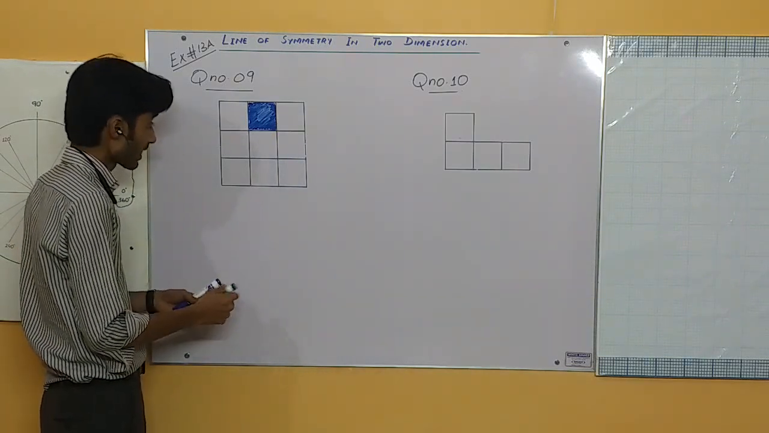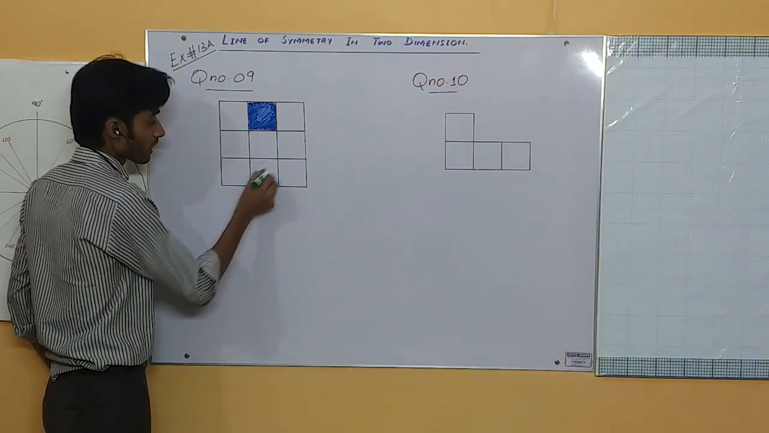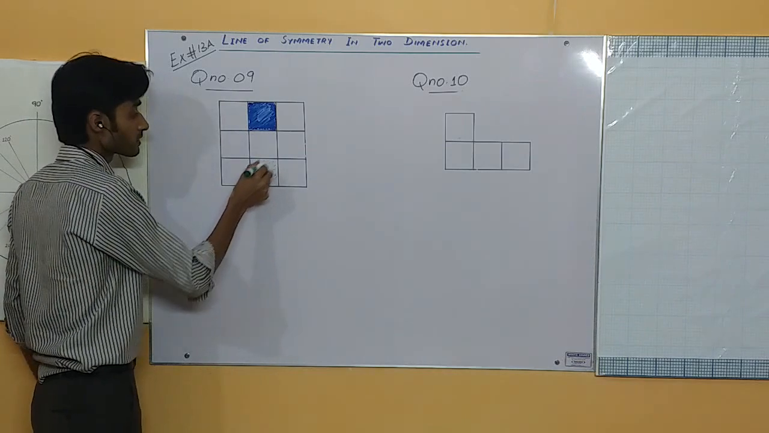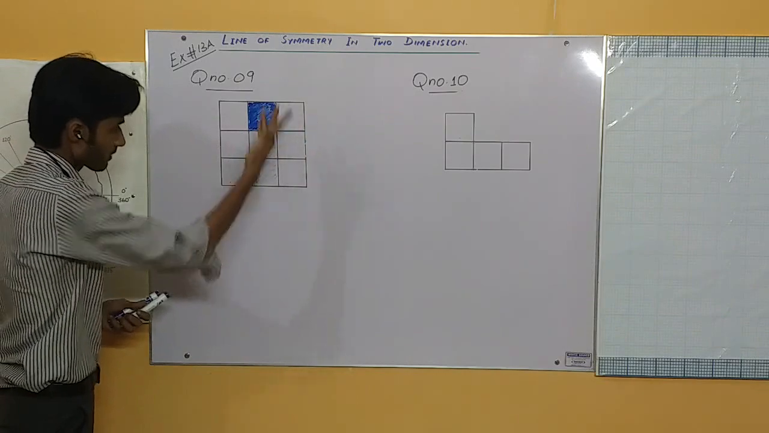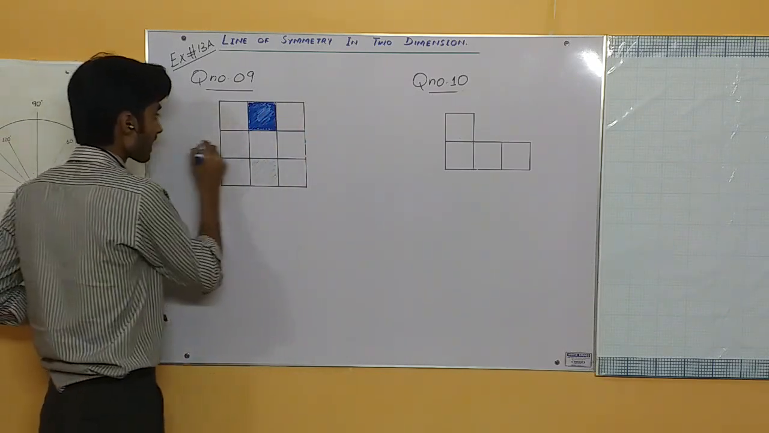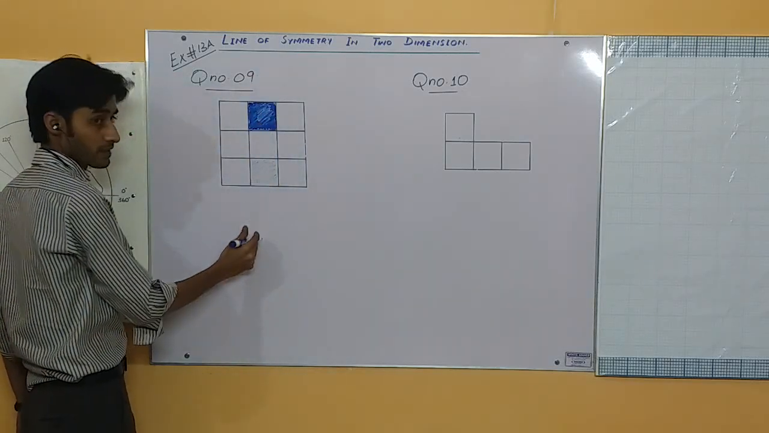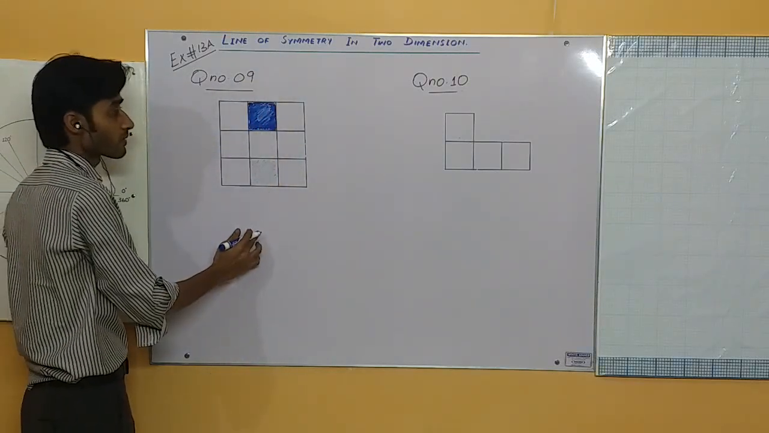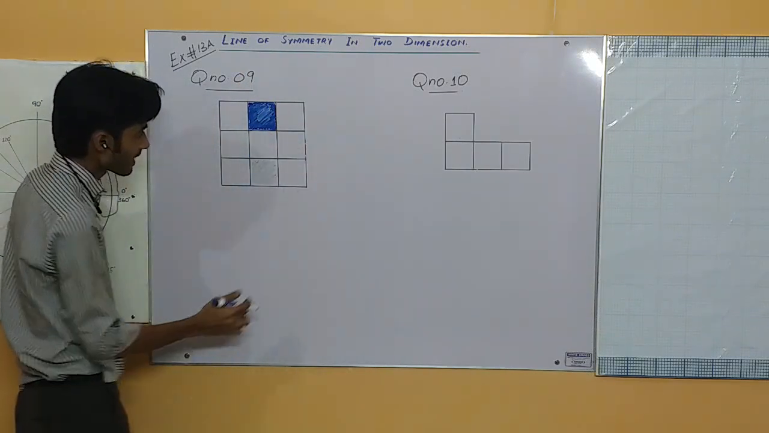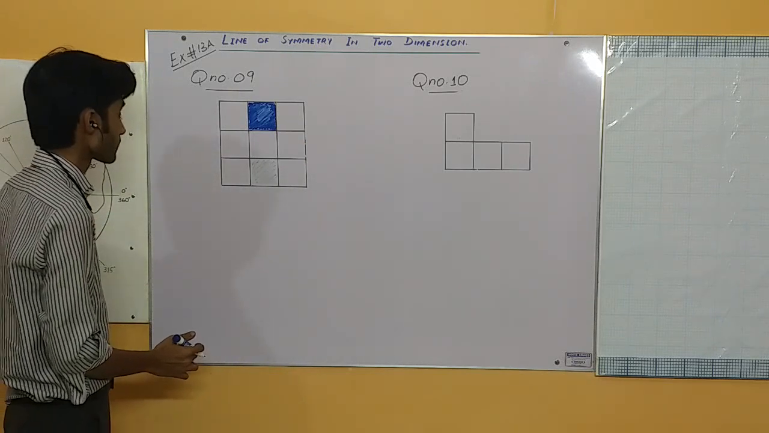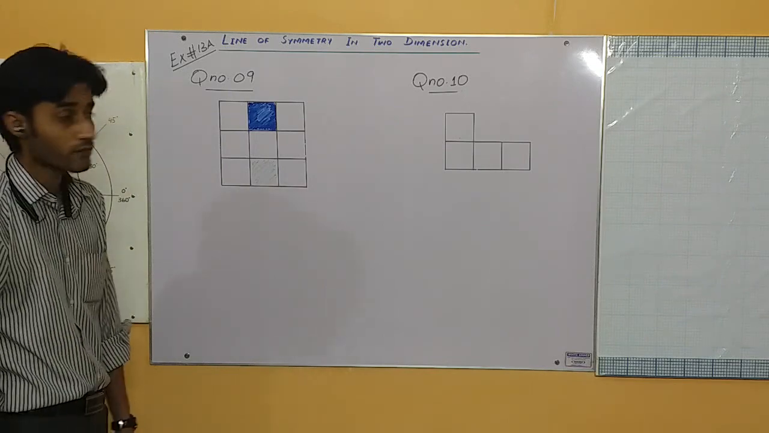I hope that you have an idea which square I am going to shade. If I shade this square, then I have a symmetrical shape. I may divide it like this. This is the first axis of symmetry, or I may divide it like this. If I divide it like this, the axis of symmetry becomes 1, and if I divide it like this, the axis of symmetry is 2. I hope that I'm very clear about this, and there is no confusion.